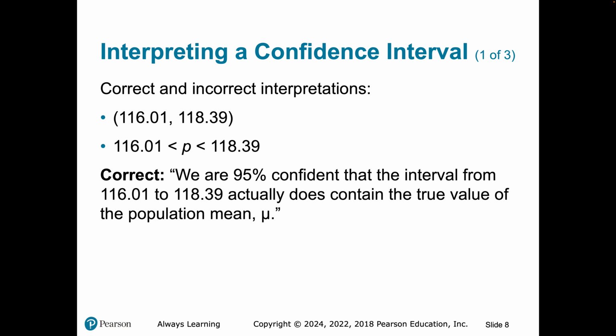Interpreting a confidence interval, correct and incorrect interpretations are the same. So the correct interpretation: there's a 0.95 probability, or we are 95% confident that this interval contains the true value of the population mean mu. Again, what does the population mean in this context? It would be the glucose level for all residents in this particular, I think it was a small Appalachian town. I believe so.